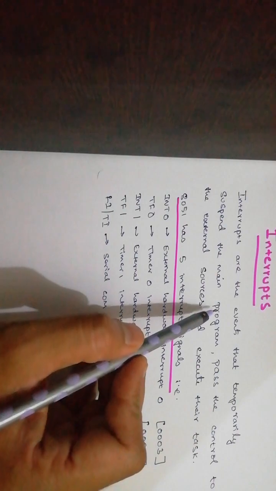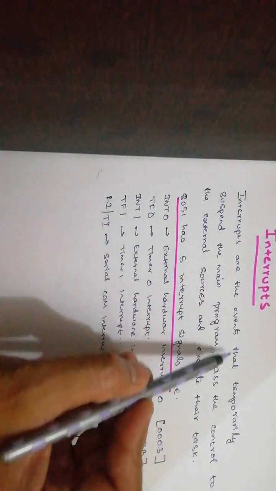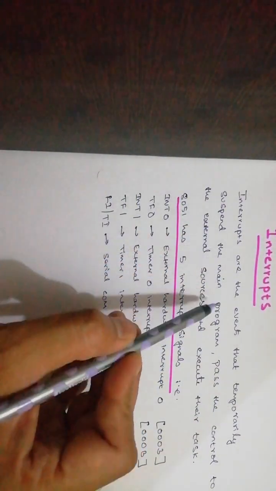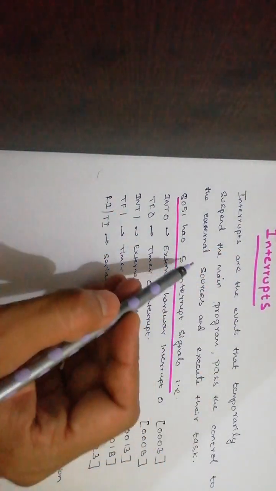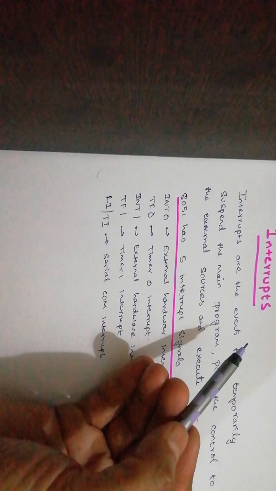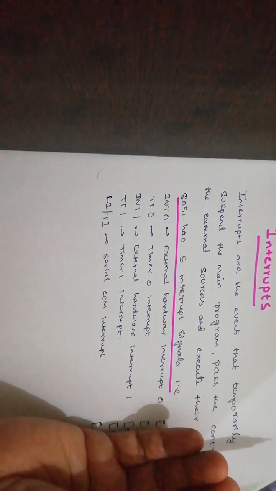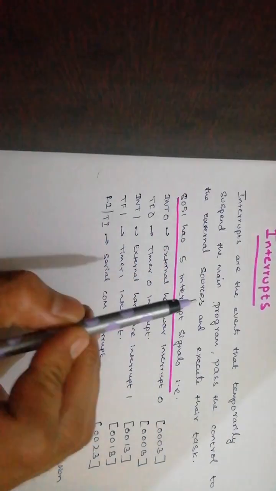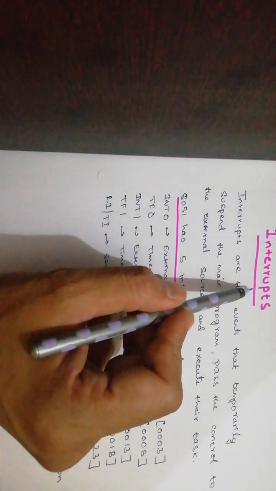Okay, so this is an interrupt. Interrupts are the events that temporarily suspend the main program. It will suspend the main program and pass the control to the external sources where it has been interrupted, give service to that particular program, execute it, then come back to the same main program. So this is nothing but your interrupts.